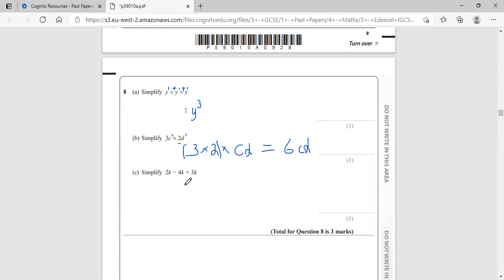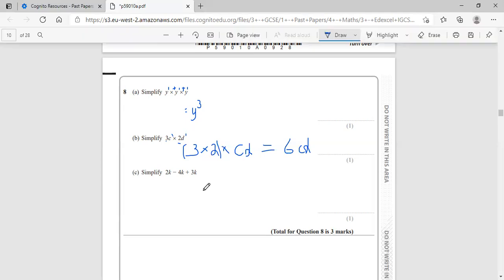Simplify 2k plus 4k plus 3k, minus 4k plus 3k. Because they've all got the same letter on them, you can just combine them like normal numbers. So it's basically just going to be 2 minus 4 will give us negative 2, plus 3 just gives us 1k. Which we can just write as k. That is the answer to that question, k.